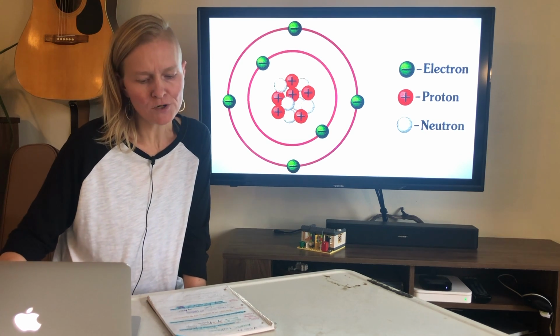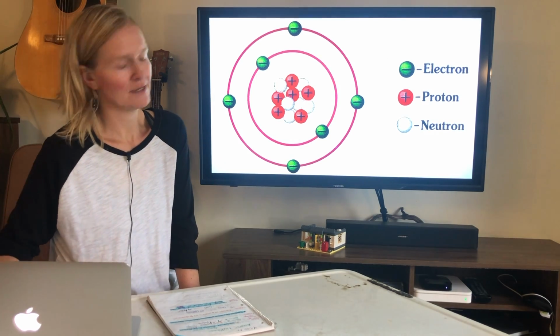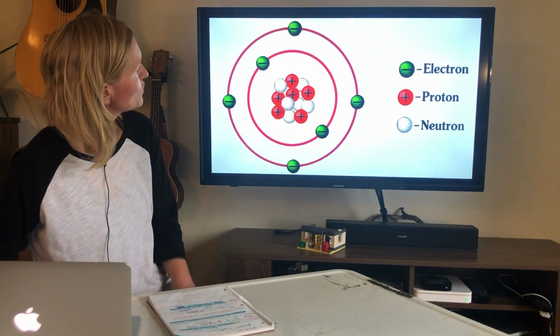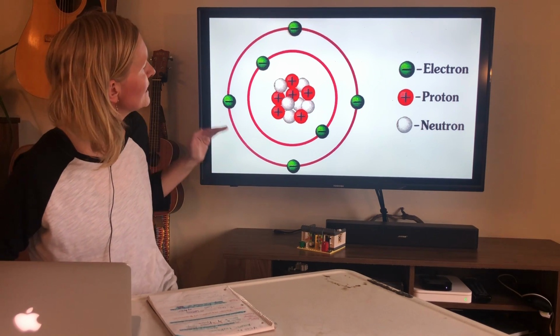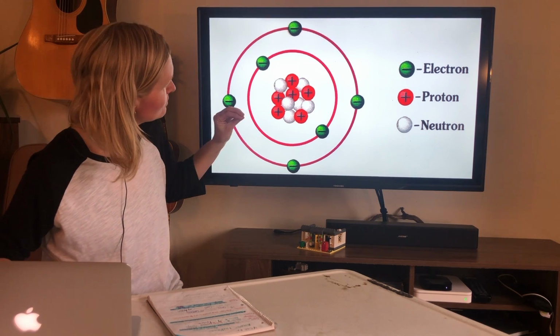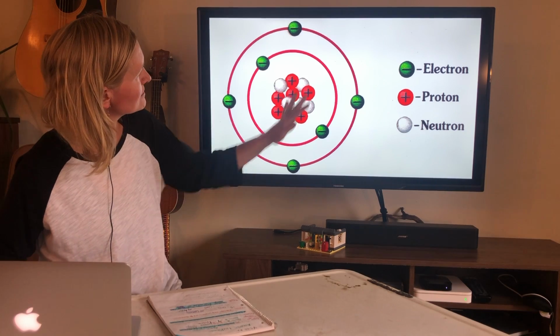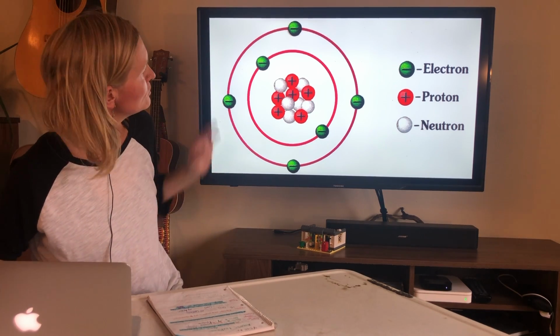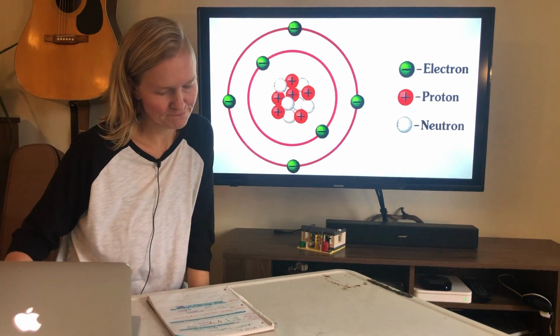The atomic number also tells us the number of electrons for that atom. So you can see here in this representation of the carbon atom that we have 6 protons, we have 6 neutrons, and we have 6 electrons that are circling the nucleus in the extranuclear region of the atom.